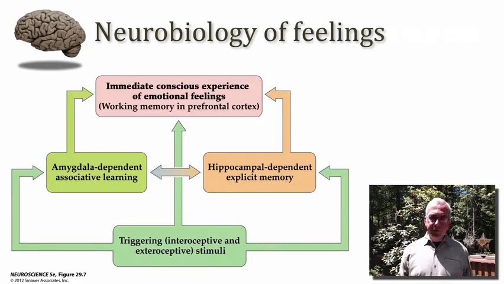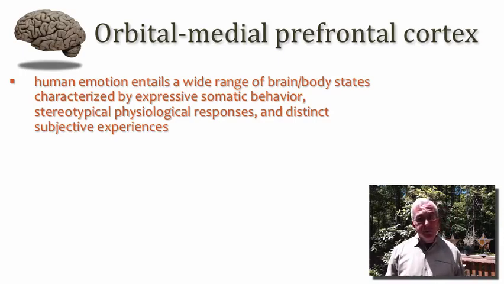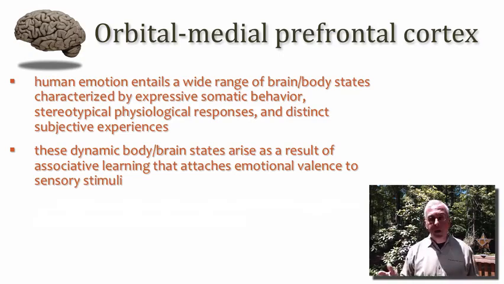Well, let's conclude this tutorial by leaving you with a few points of summary. So what I've tried to describe for you is that human emotion entails a wide range of brain and body states that are characterized by expressive somatic motor and visceral motor behaviors, by stereotypical physiological responses of the body, and by distinct subjective experiences. These dynamic states of body and brain are likely to arise as a result of an associative learning process that attaches emotional valence to sensory stimuli.